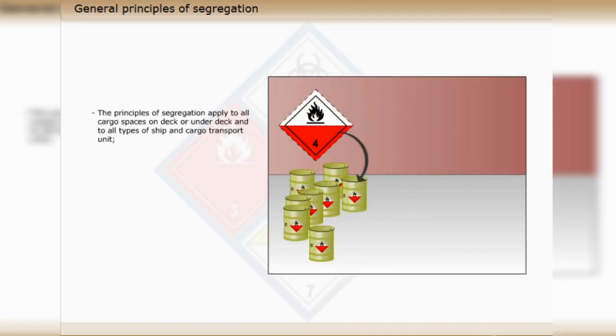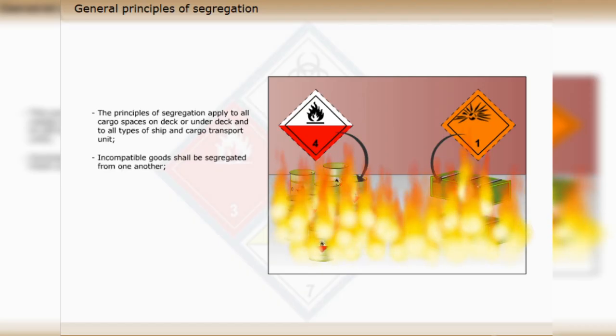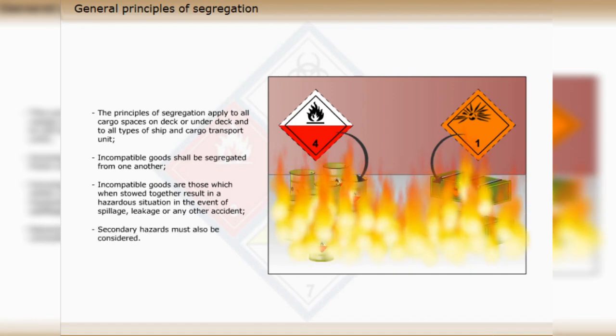The principles of segregation apply to all cargo spaces, on deck or under deck, and to all types of ship and cargo transport unit. Incompatible goods shall be segregated from one another. Incompatible goods are those which, when stowed together, result in a hazardous situation in the event of spillage, leakage, or any other accident. Secondary hazards must also be considered.